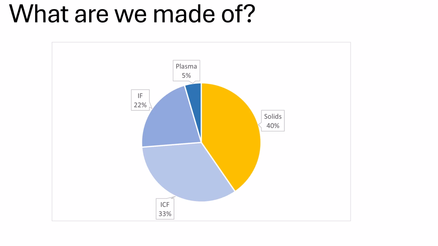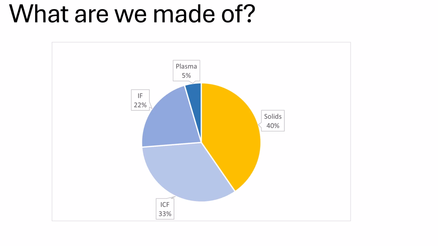When we look at the composition of the human body, we see a remarkable balance between solid structures and fluids. As shown in this pie chart, about 40% of your body mass is made up of solids. So this includes bone, muscle, protein, fats, and other structural components.